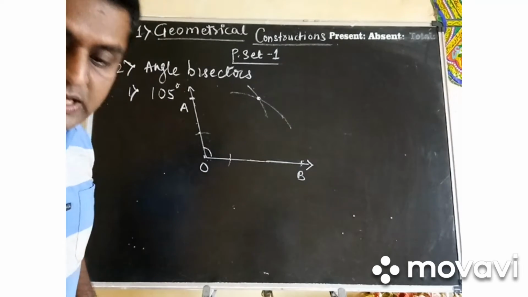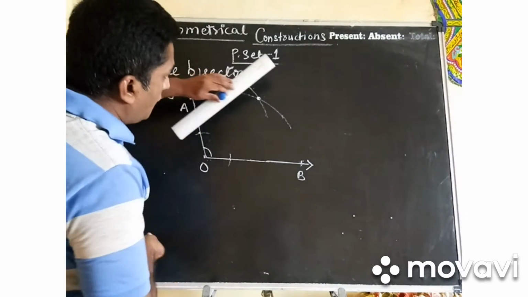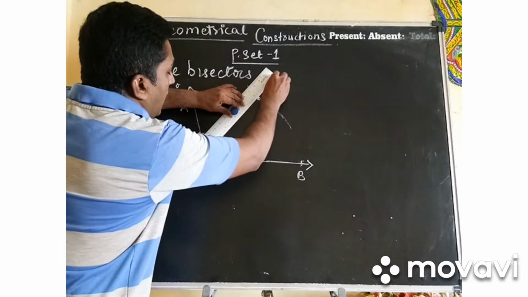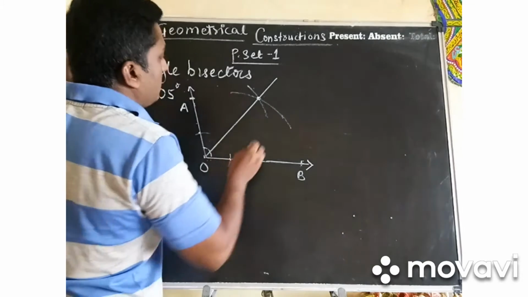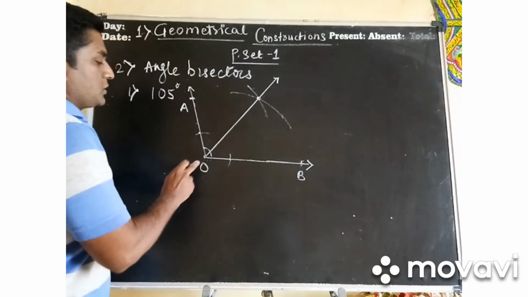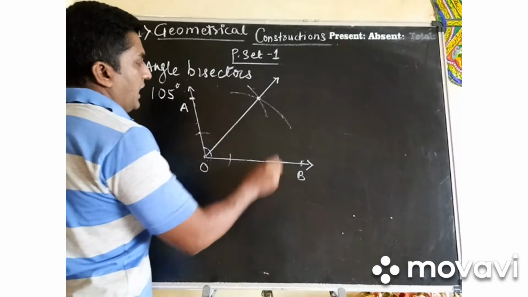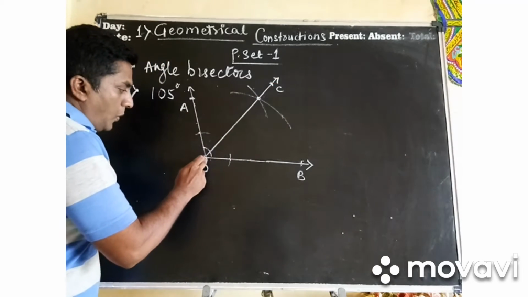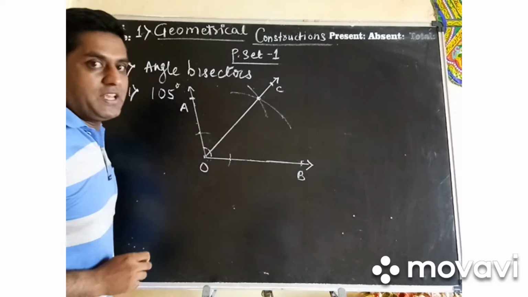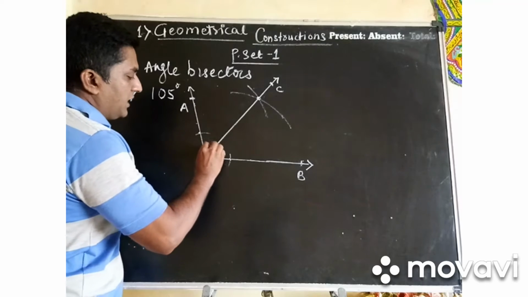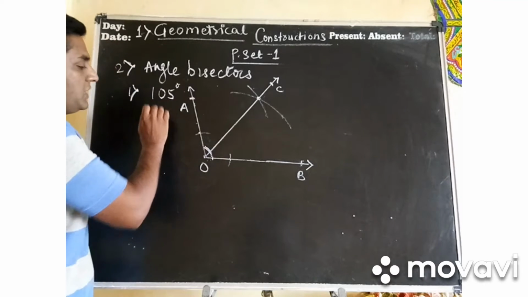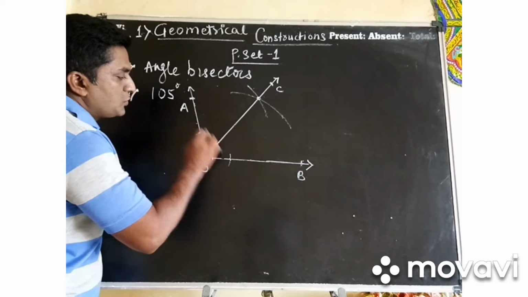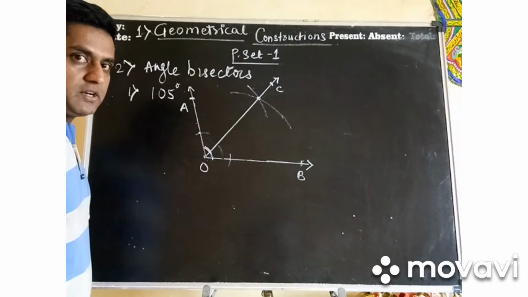Now what will you do? Take the scale in your hand, hold it on this point of intersection of both the arcs, and make a ray which is going to come here. Now this is, for example, AOB, and I am saying that this here is C. So ray OC is the angle bisector of this big angle, which is 105. Means this part is half of 105 and this is half of 105.